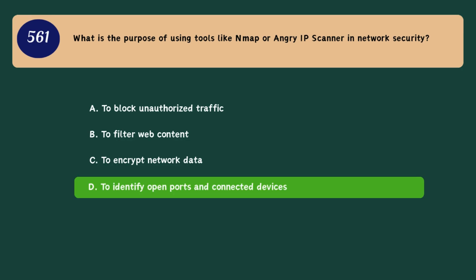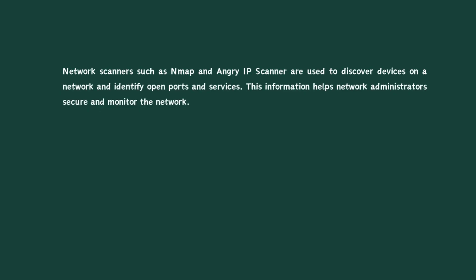Correct answer. D. To identify open ports and connected devices. Network scanners such as Nmap and Angry IP Scanner are used to discover devices on a network and identify open ports and services. This information helps network administrators secure and monitor the network.